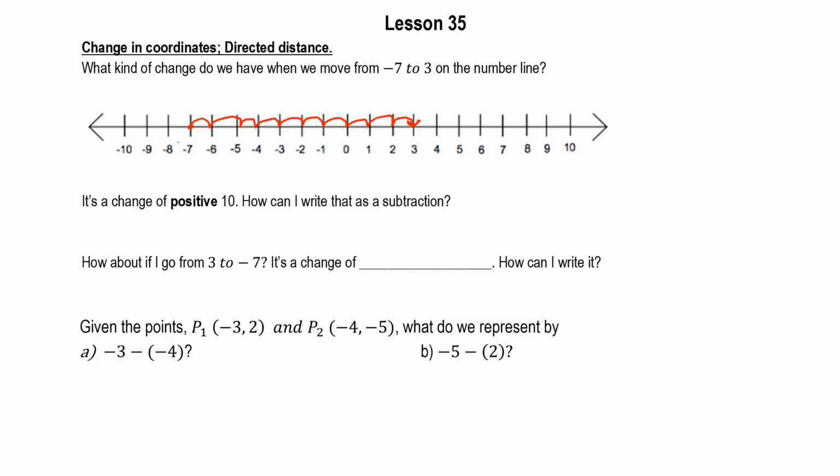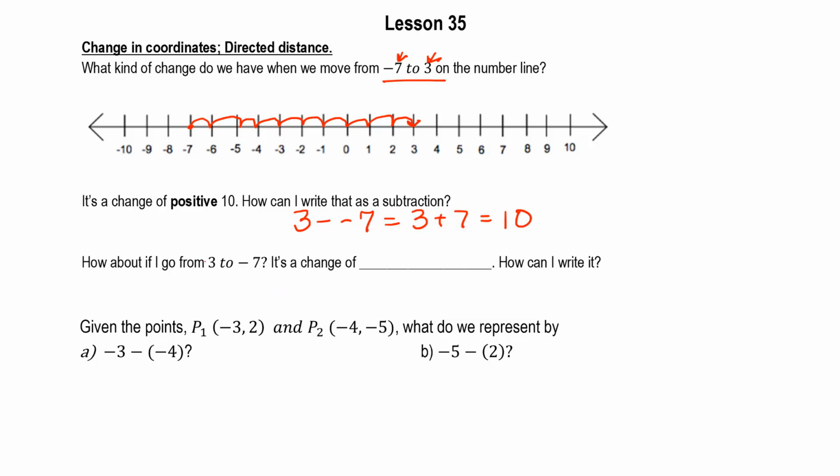So how can we use those two numbers, -7 and 3, to show by subtraction that positive number? If we wanted to show it as the positive number, we wouldn't say -7 minus 3. We would say 3 minus -7, which is 3 plus 7, which is 10. So when we're trying to show the directed distance, we start with the second number and subtract the first number. So when I say I'm going to go from -7 to 3, and I want to know if that is a positive change or a negative change, you take the second number and subtract the first number.